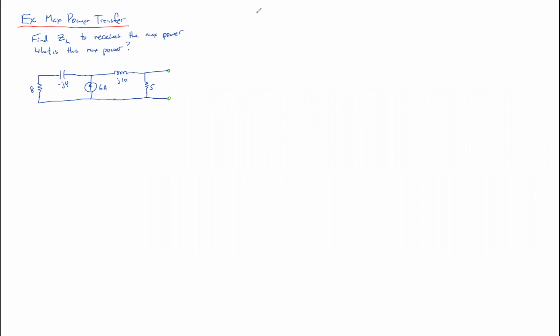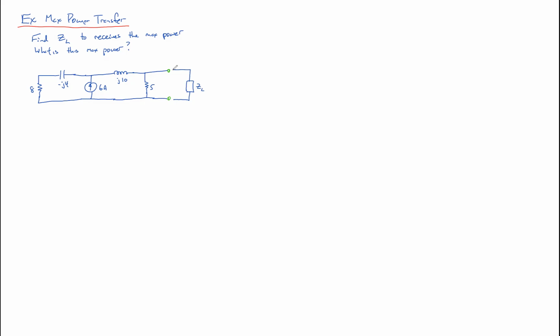Here's an example of the maximum power transfer theorem. We're given the circuit to the left, and this is a circuit that's going to deliver power to our load, and I'm going to call it Z sub L. I'm going to keep the schematic diagram for Z sub L as a box, because perhaps it's a resistor, perhaps it's an inductor, a capacitor, or some combination of them.